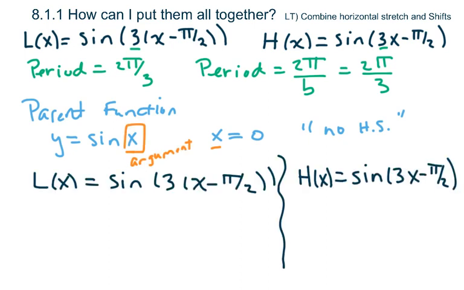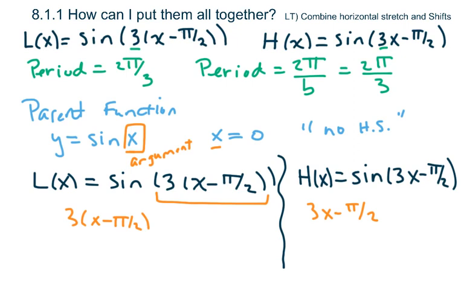Now let's look at Laurel and Hardy's equations. If you've noticed, I boxed in the x on y equals sine of x. I'm going to use the word argument. That's a word I've only used a few times this year, and I'm going to be referring back to it through this lesson. Whatever we're taking the sine of, or it can be cosine or tangent, whatever we're taking that function of is what we call the argument in mathematics. In Laurel's equation, the argument is 3 times the quantity x minus pi over 2. And in Hardy's equation, the argument is 3x minus pi over 2.